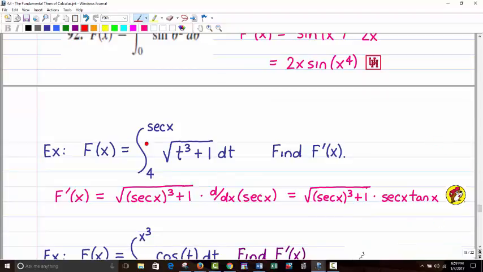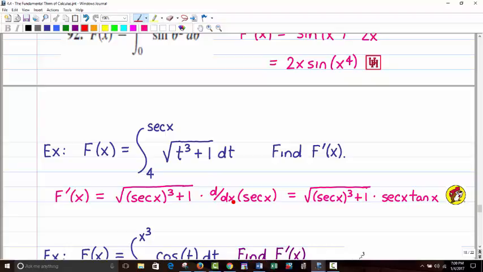All right, secant x to the 4, square root of t cubed plus 1. We're not integrating anything to find this derivative. All we do is put the sec cubed in for the t. So part of the answer will be the square root of sec cubed plus 1. That's part of it. Then we need to attach the derivative of the secant.